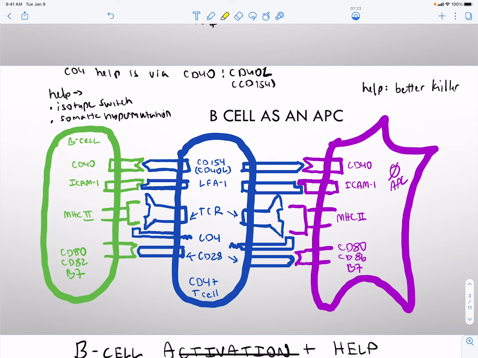And so you can see that both the B cell and the macrophage are expressing CD40, and it's the CD4 T cell that expresses the ligand for CD40 in order to provide help. Now, the help for the B cell is going to be in the form of cytokines. So we're also going to get cytokines.